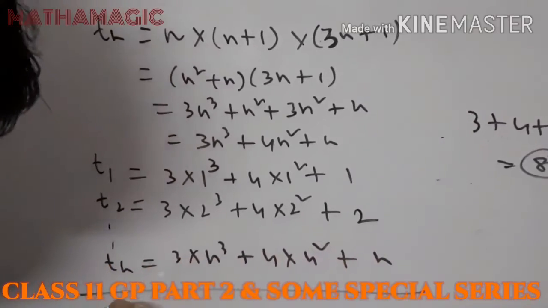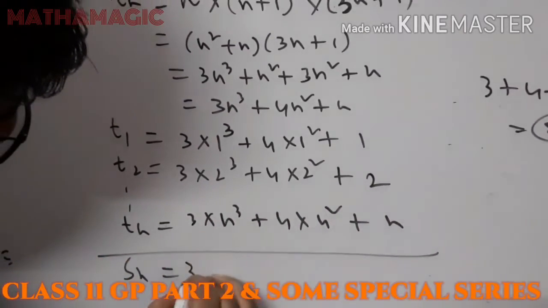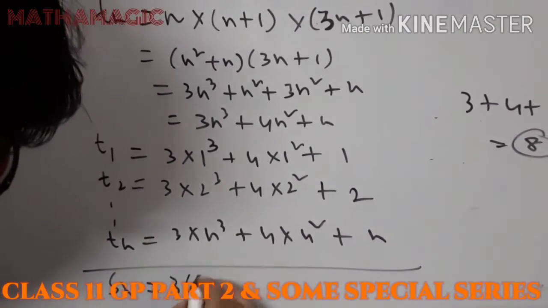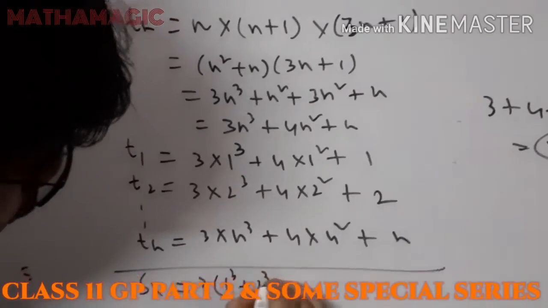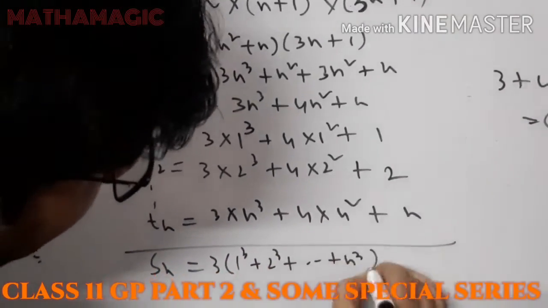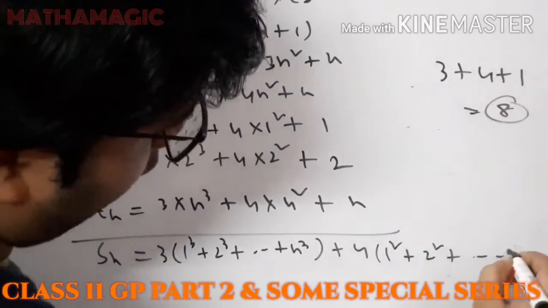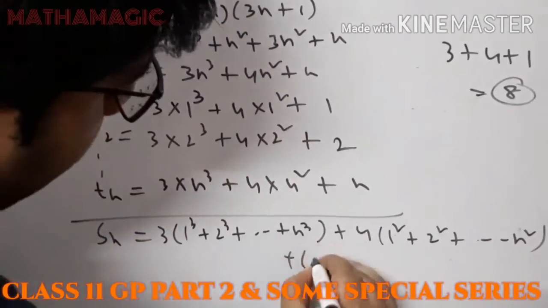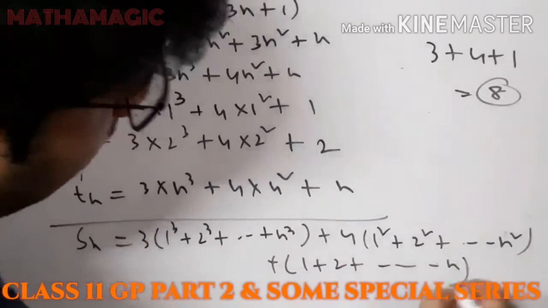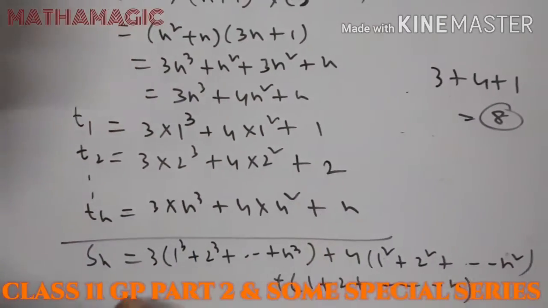We will just add this to find the Sn. So if we add this, if we take 3 common, then it will be 1 cube plus 2 cube up to n cube, that is a series. If we take 4 common, then we will get 1 square plus 2 square up to n square, that is another series, and we will get 1 plus 2 plus up to n, that is another series. We have to use the formulas here.